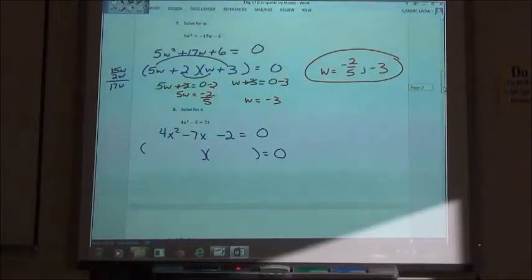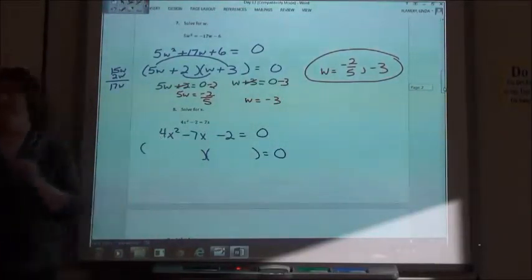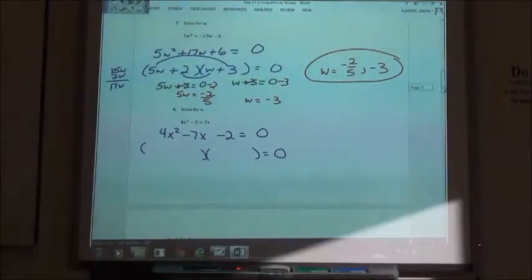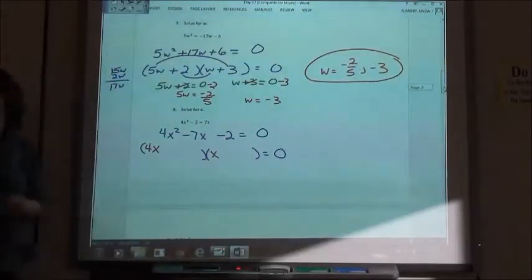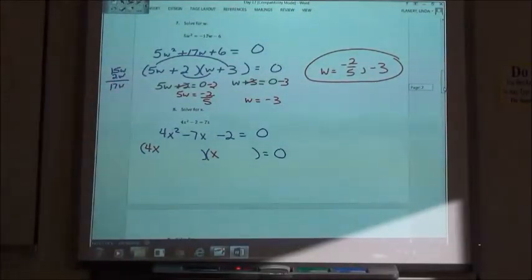So times it's what? Gonna be plus and plus? Before we get to that, how are we going to factor the 4x squared? 4x and x. That's one way it might be. And if that doesn't work, we'd have to try 2x and 2x, right? But we're going to start with 4x and x and see how that works.